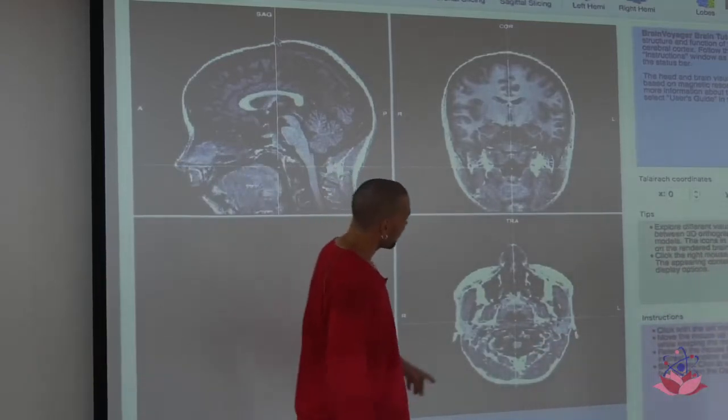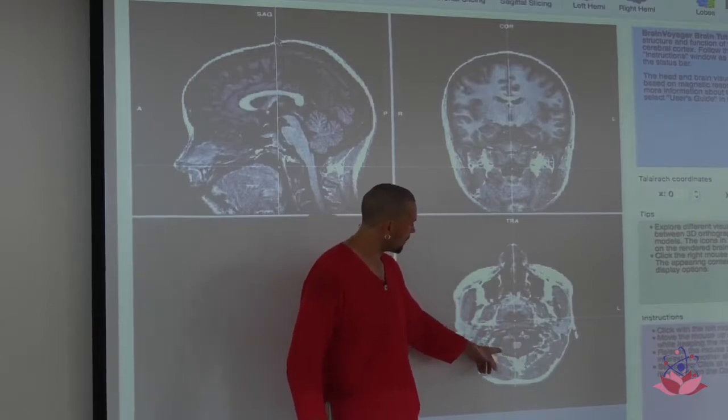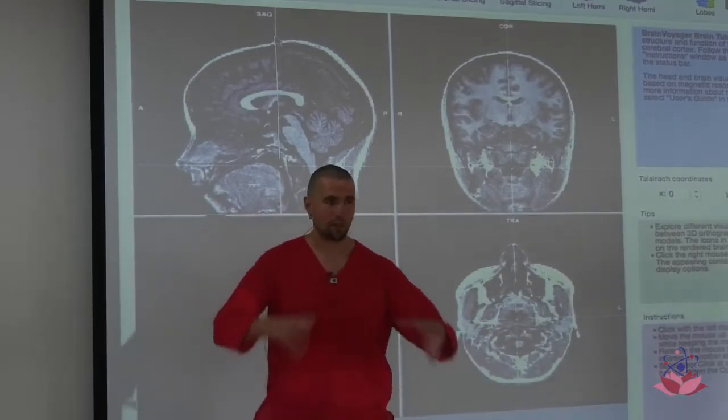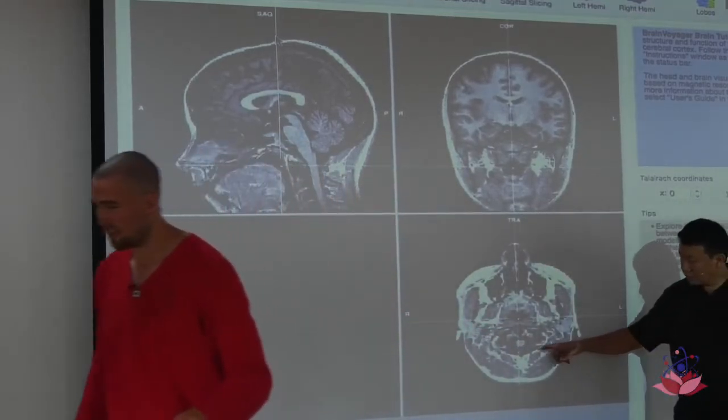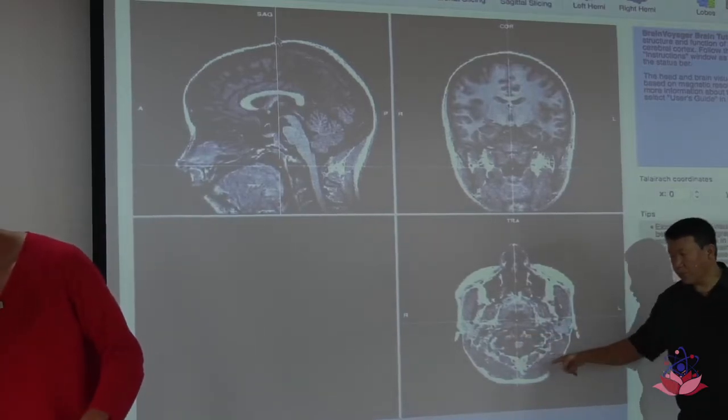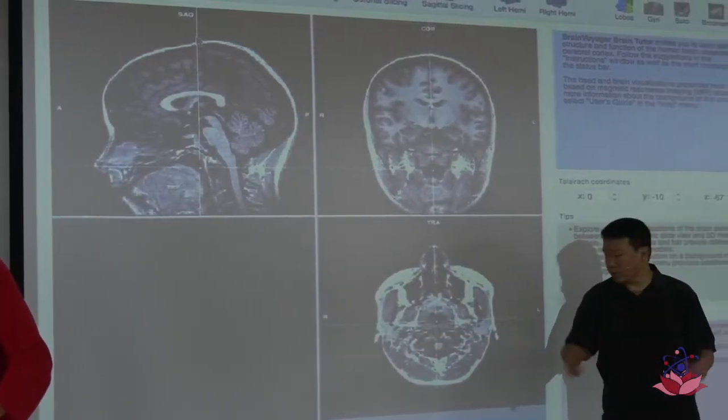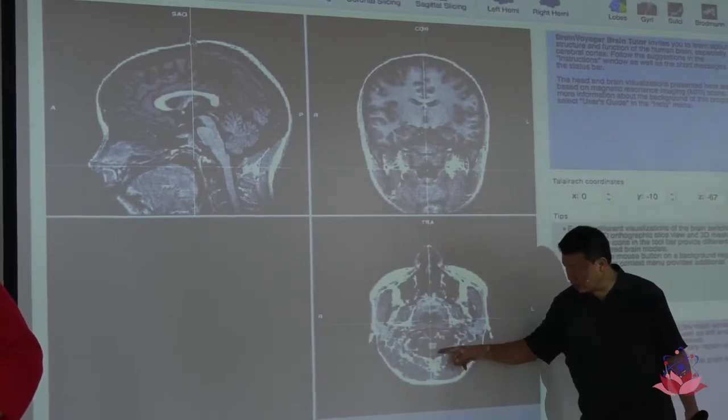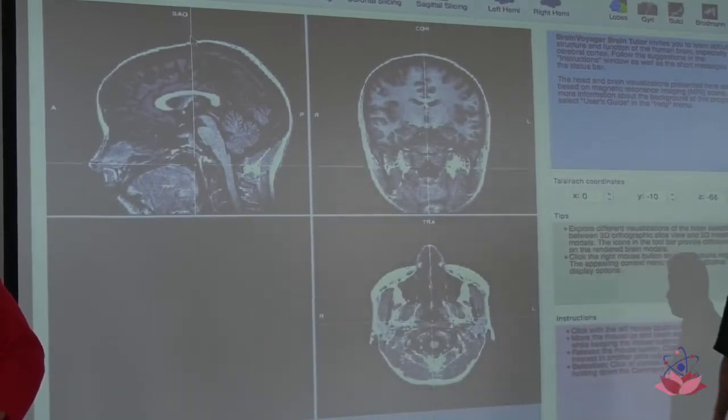And so it's actually kind of cool. Right around us, we can also see the bones of the vertebral column that are encasing the spinal cord.